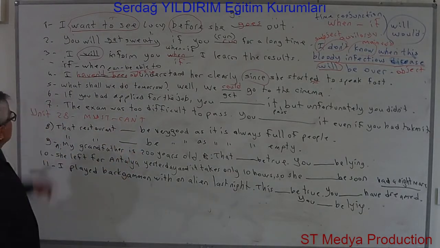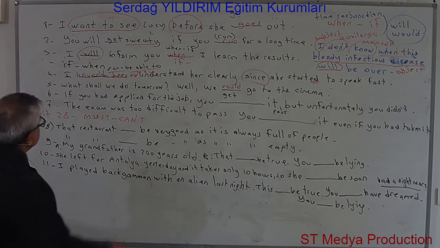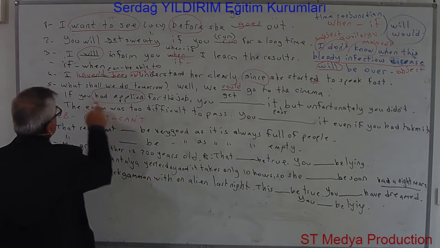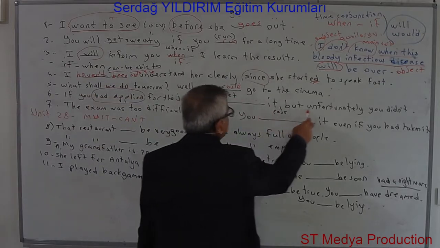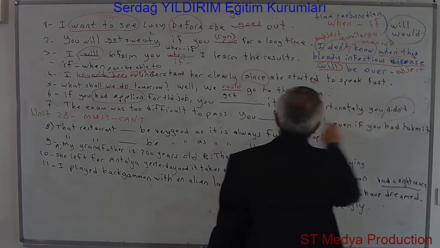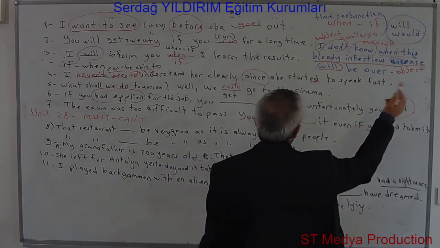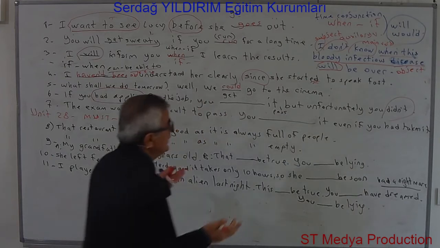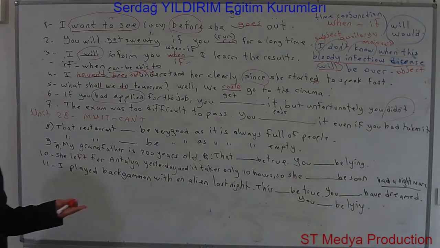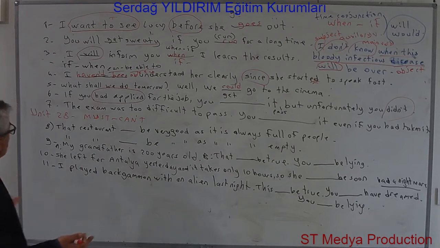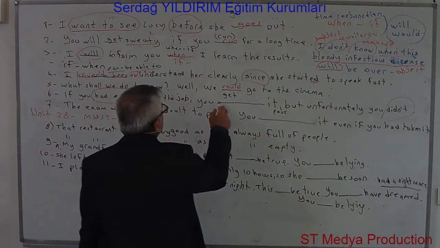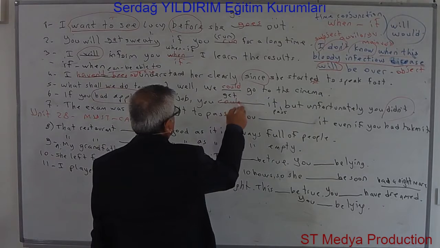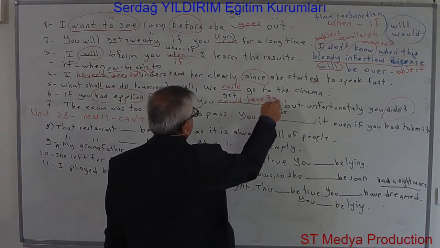Right. 6. If you had applied for the job, you see here, we have used past perfect tense. Had applied for the job. You'd get it, but unfortunately, you didn't. You didn't apply for it. Okay? So, this action is over, my friends. There is no possibility now. So, my friends, here, what we have to do is: if you had applied for the job, you could have got the job.